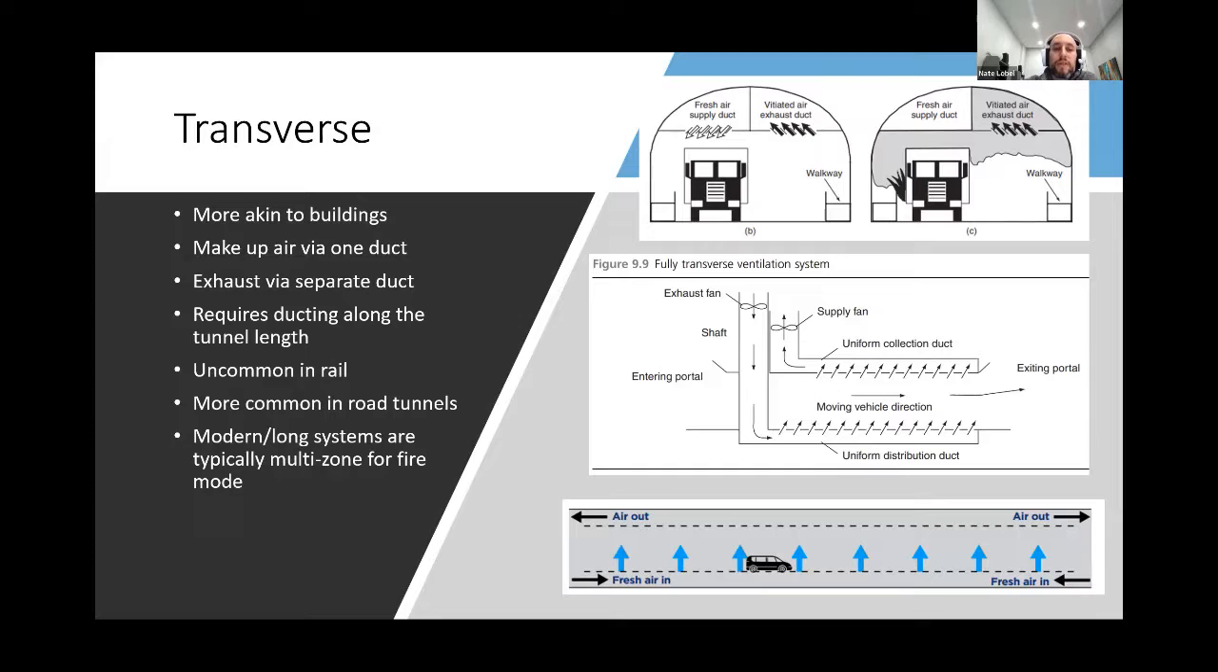And most modern systems or systems in longer modern tunnels are typically multiple zones. So rather than just have one long duct where it's always exhausting and one that's always supplying, they'll have dampers along them. So if, for instance, this vehicle was on fire, you could exhaust from here and you wouldn't supply in the zone, you'd supply from the adjacent zones.